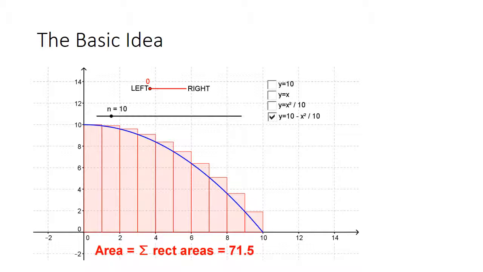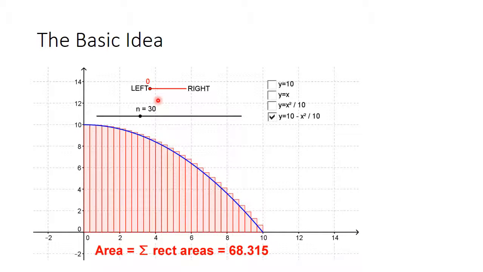If we start with 10 rectangles, then we get a picture that looks like this. And if you did all of the calculations, you would find the area was 71.5 units. Now notice that we have all of these little pieces that stick out here. And so we know that this looks like it's an overestimate of the area. There's quite a bit of these rectangles sticking out here, and so we know that this estimate is going to be too high and probably not very close. So how could we get a better estimate?